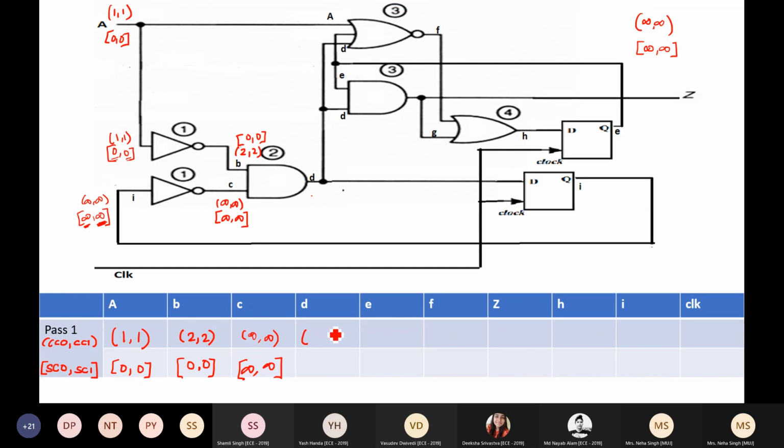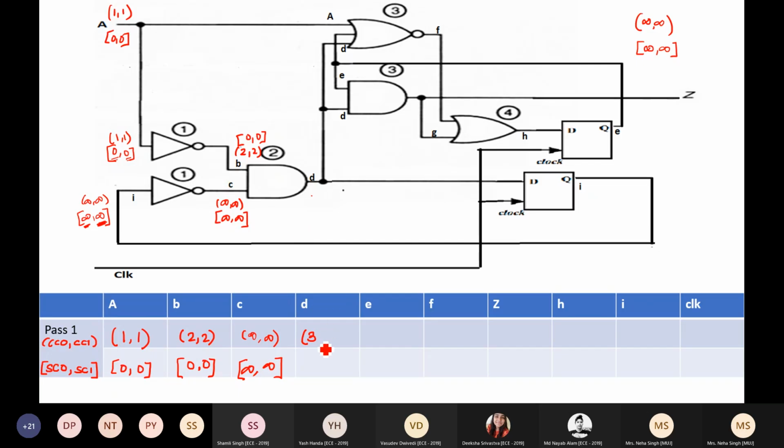The output D will be equal to 0 if I have any of the input set to 0. So I should choose minimum CC0. इसका CC0 is 2. इसका CC0 is infinity. So I should choose 2 plus 1. So that gives me 3. So CC0 for wire D would be 3.